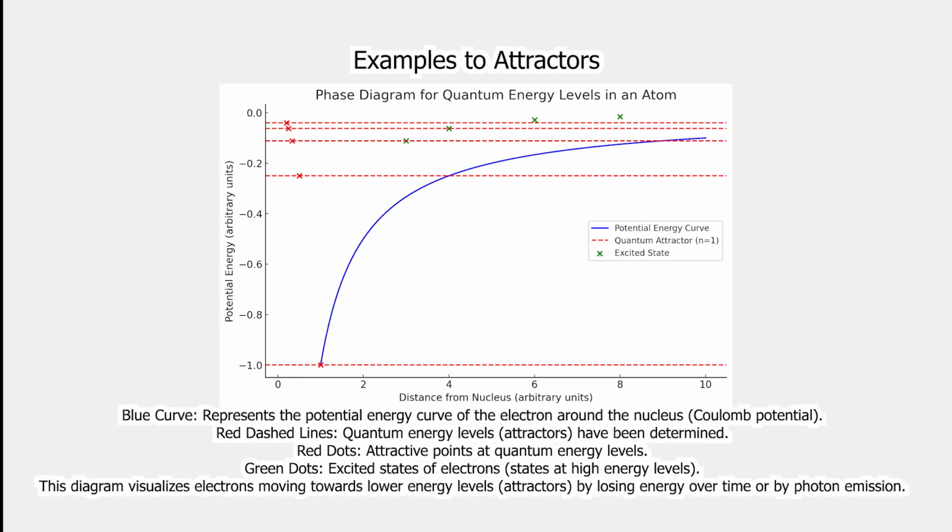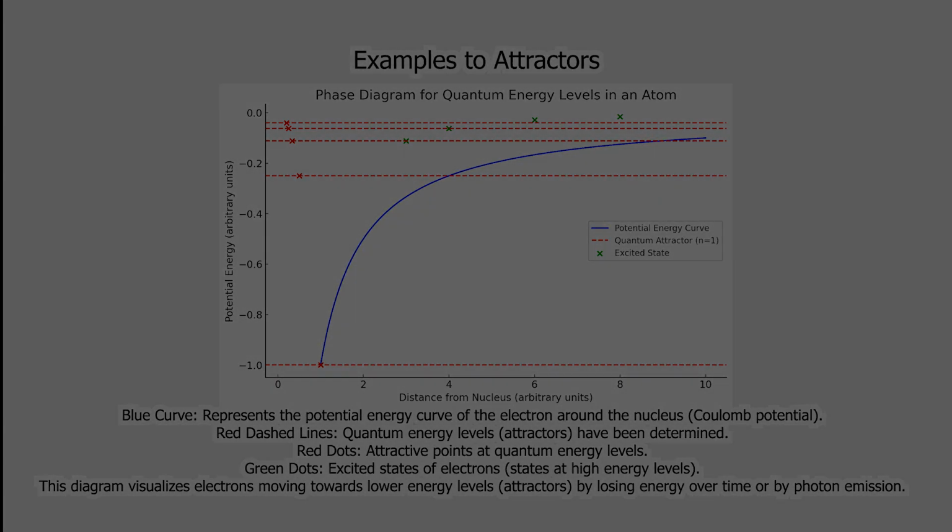For quantum mechanics, in an atom, electron energy levels form attractors in phase space, defined by potential energy and distance. Electrons in excited states are drawn toward lower energy quantum attractors. If a system experiences an energy-reducing effect, it approaches these attractors over time. However, if the system neither loses energy nor undergoes energy conversion, different types of attractors emerge.